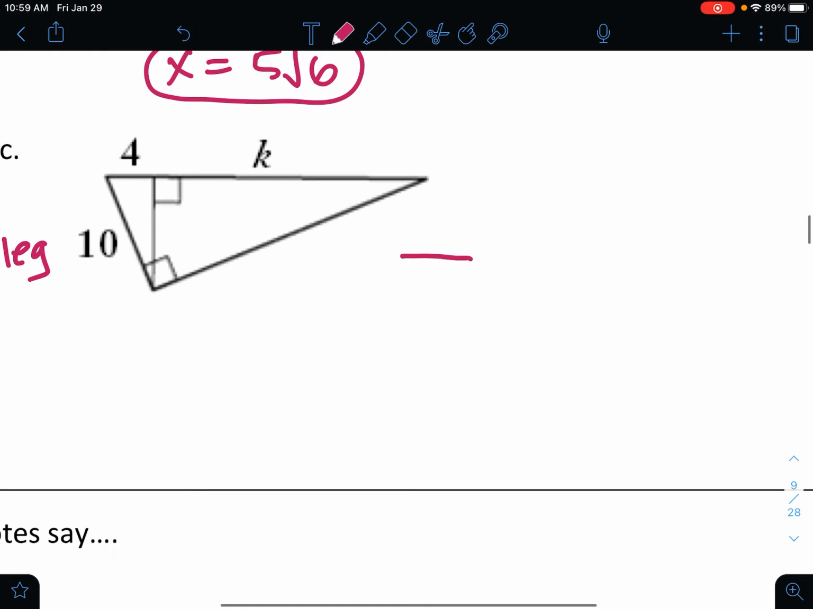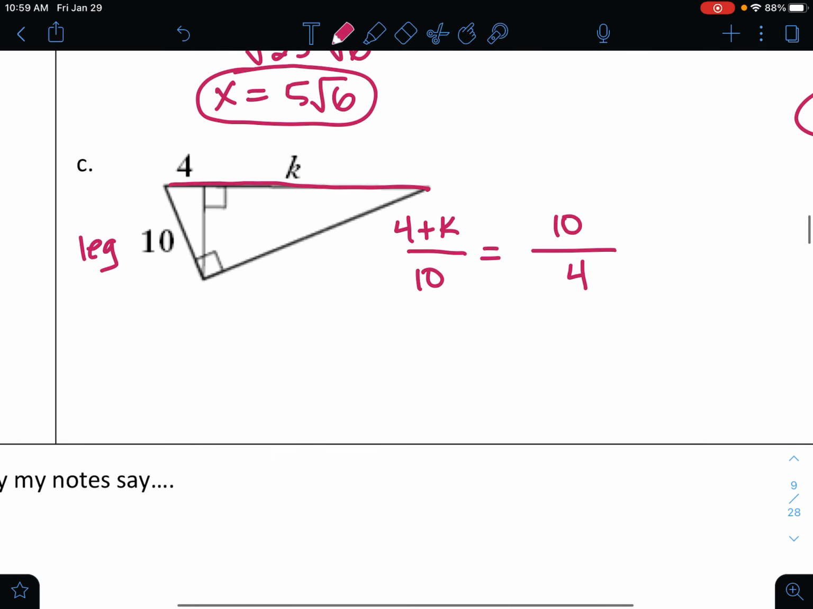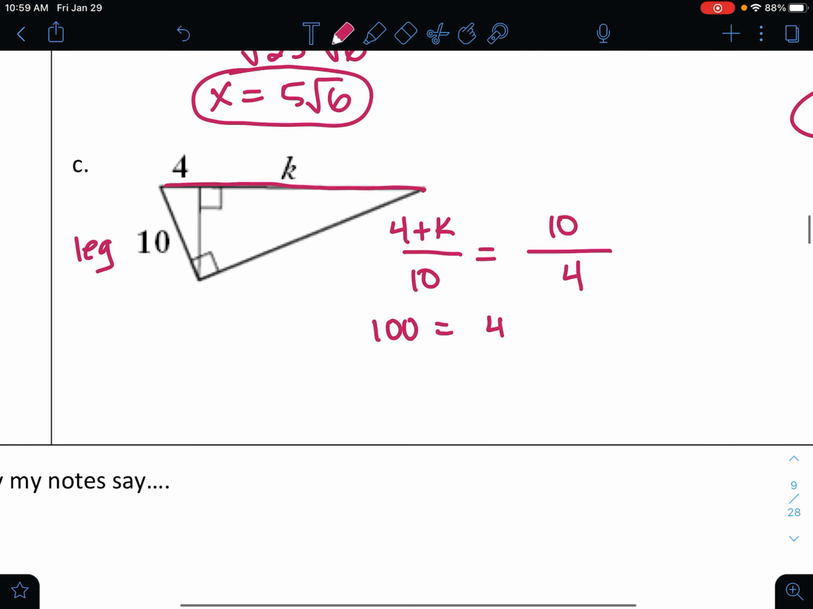Okay, letter C. I see a leg, so I'm going to do the leg setup. So geometric mean of the leg, 10 and 10. I want the total hypotenuse, so I'm going to have to add these two segments together because I'm not given the total amount. Then I want the section touching the leg, just the 4. So let's cross multiply.